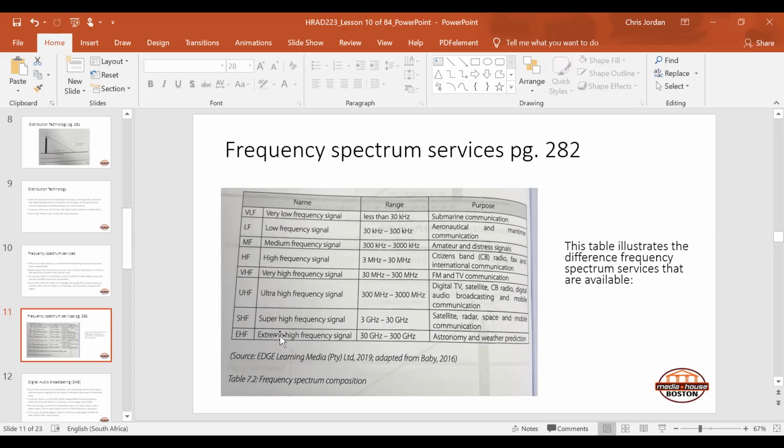Moving a whole lot up here to satellite radio, satellite, point blank. Let me not include confusion here. Radar, space, and mobile communication, 3 gigahertz to 30 gigahertz, super high frequencies, and then extreme high frequency signals. We're going out of space: weather predictors, astronomy, and weather predictors, 30 gigahertz to 300 gigahertz. Crazy. Okay.